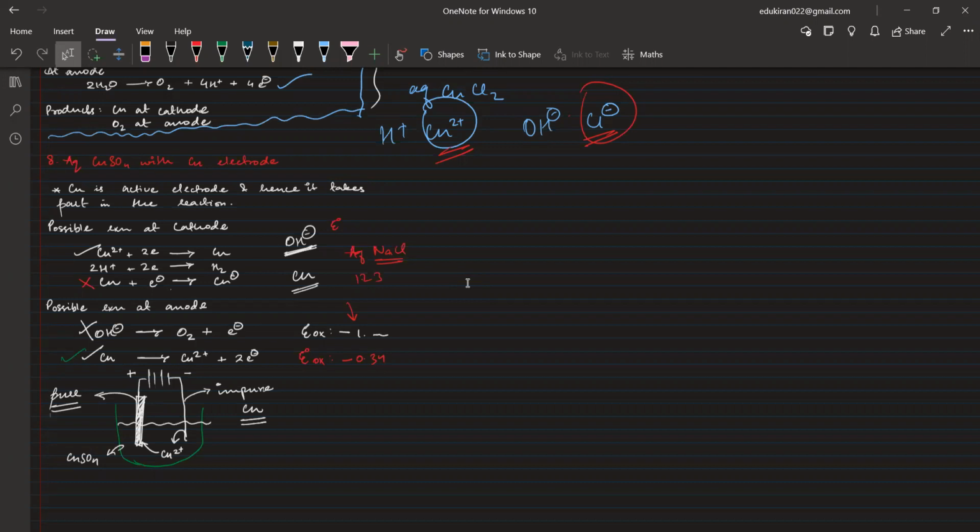So should we draw the diagram? Yeah, sure. You can draw the diagram. And also, that impure and pure one is important. Okay, so draw it.